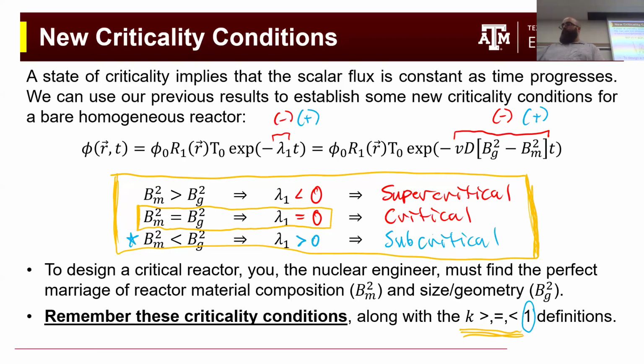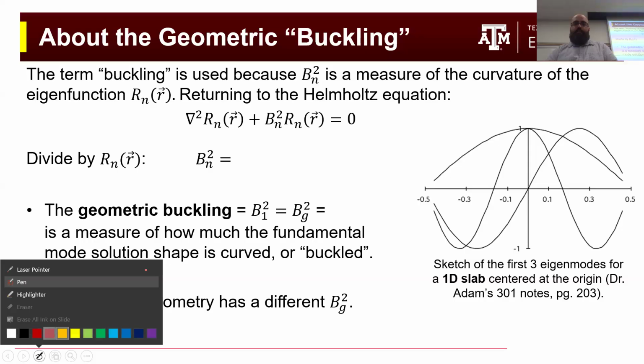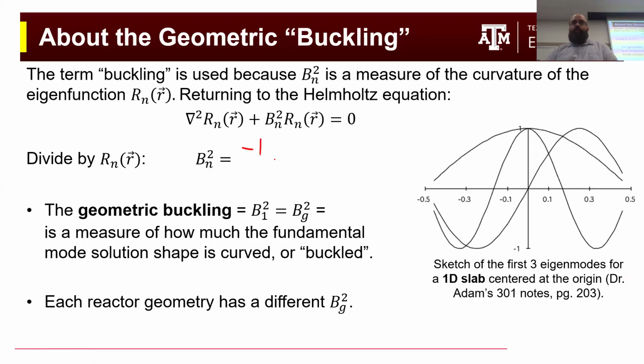That BG squared that we got from the Helmholtz equation does have, at least to an extent, a physical meaning. If we take that Helmholtz equation and get the Bn squared by itself, moving the Laplacian over to the other side and then dividing by Rn of r, then the Bn squared is going to look like negative 1 over Rn of r, times the Laplacian of that Rn of r.